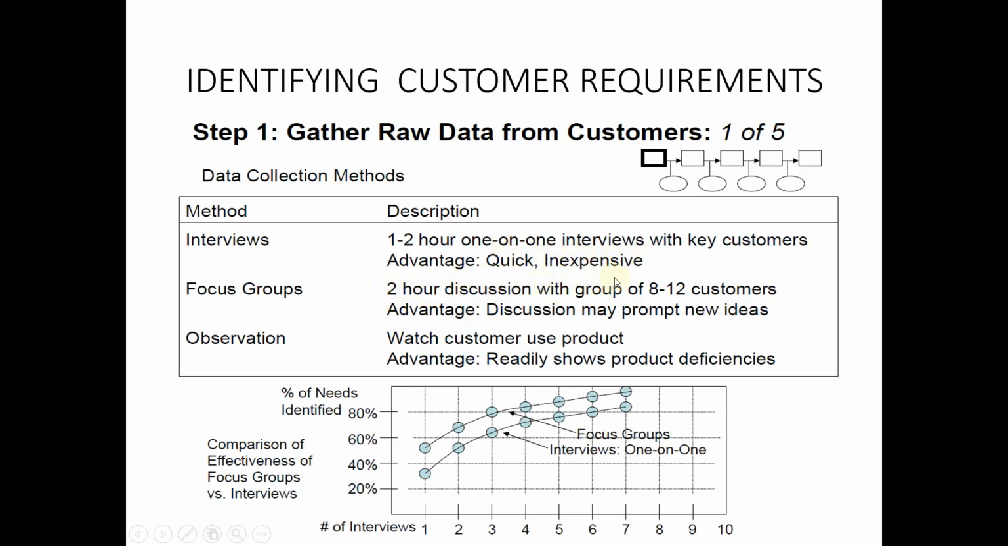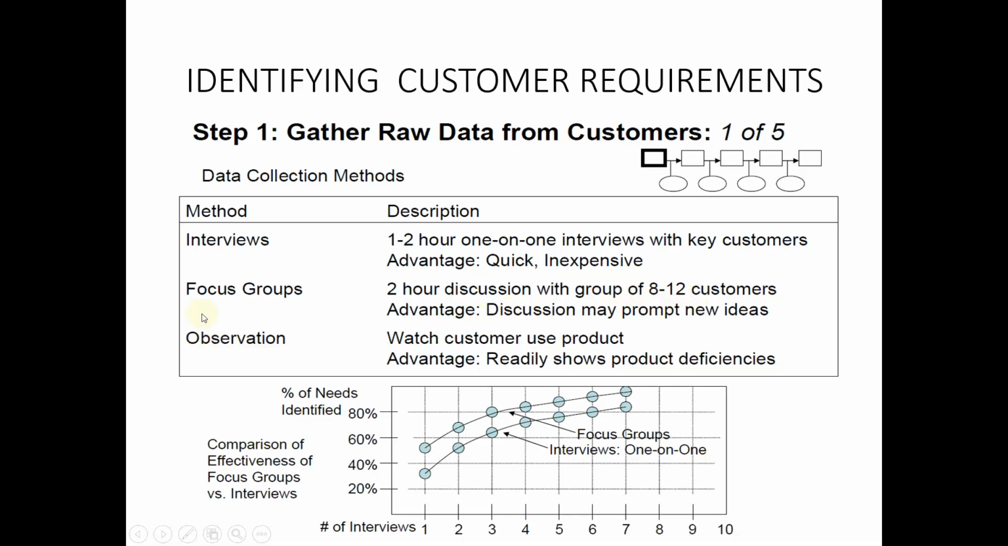Focus groups actually consists of around 8 to 12 customers, and it is another general type of an interview. One interviewer will be there. In interviews there is one interviewer and one customer, whereas in focus groups there will be 1 or 2 interviewers and multiple customers. There is a difference. Then there may be discussion between the customers and along with the interviewers, and it may give rise to new ideas.